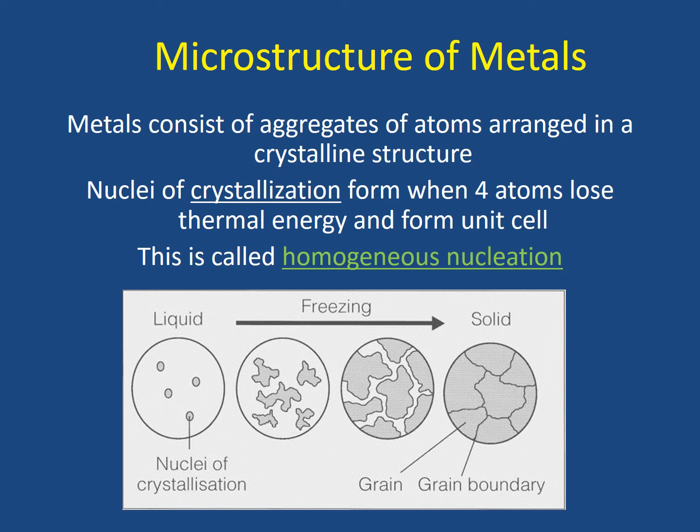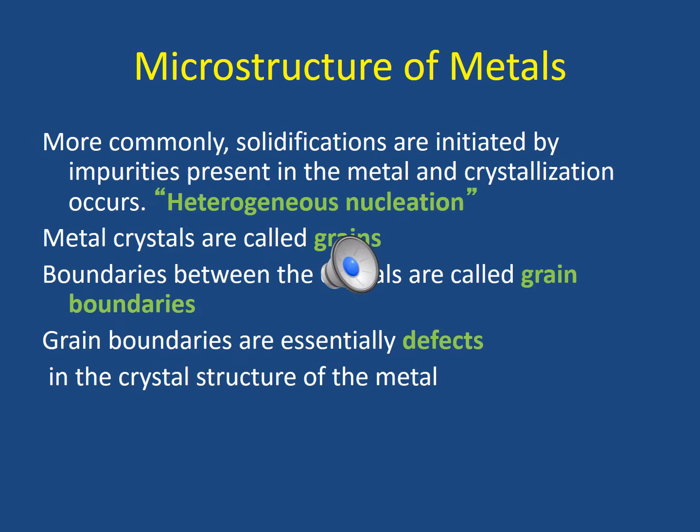Homogeneous nucleation is when atoms lose sufficient thermal energy and form nuclei, and become able to form a unit cell. These unit cells will grow as more metal atoms reach a low enough energy to join on, and hence crystal formation occurs. This process is known as homogeneous nucleation. It requires highly specialized equipment to grow a single crystal of metal from the entire melt.